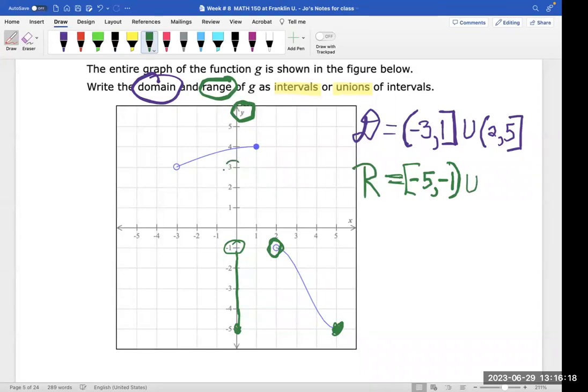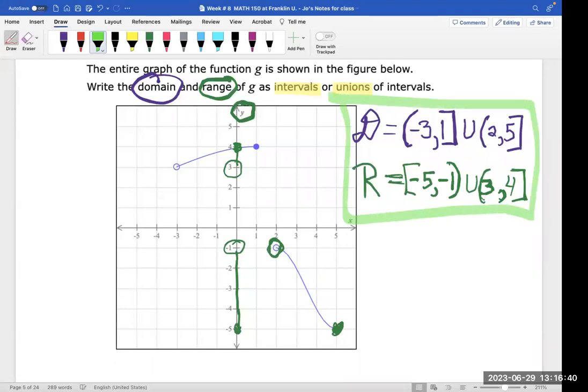The bracket does include the endpoint. Or I've got from open circle 3 to closed circle 4. 3 to 4, but 4 gets the bracket because that endpoint is included. 3 has a parenthesis. And there you go. And that's what I would put for domain and range.